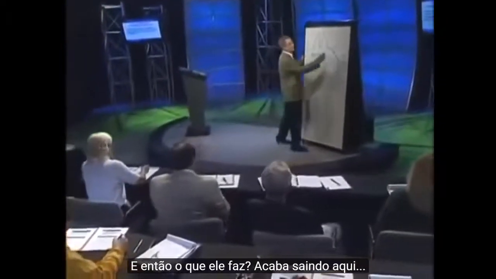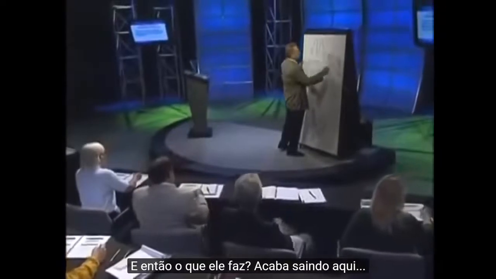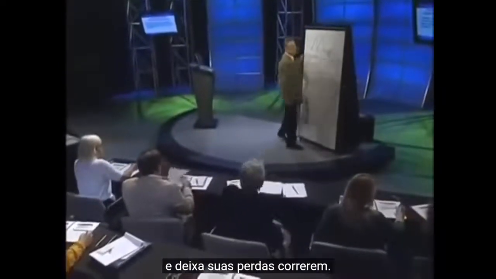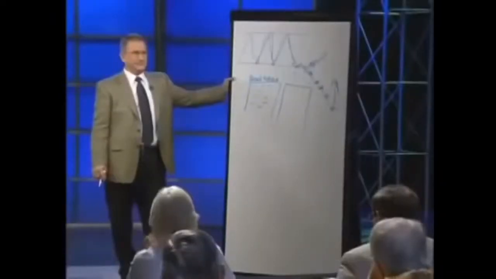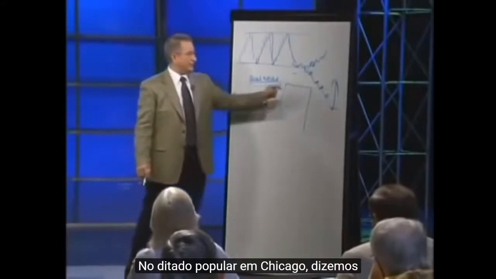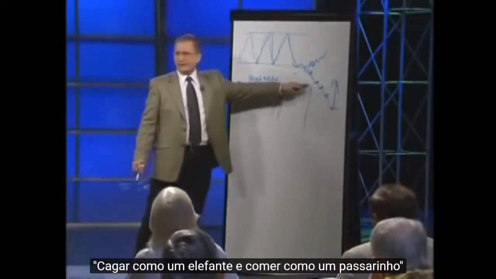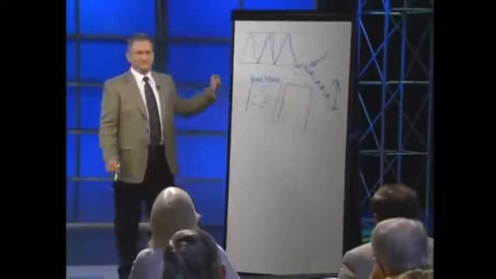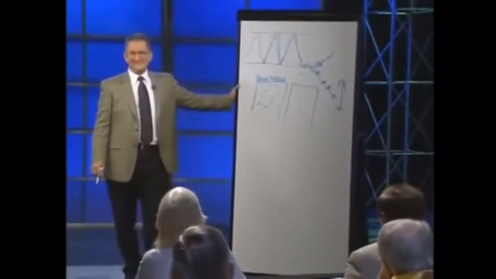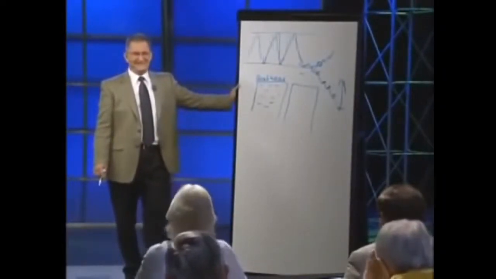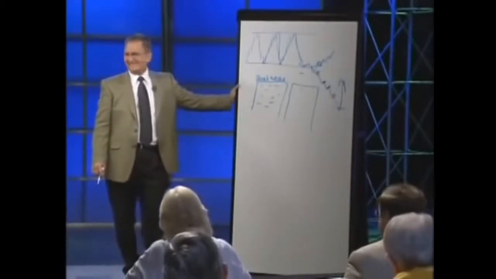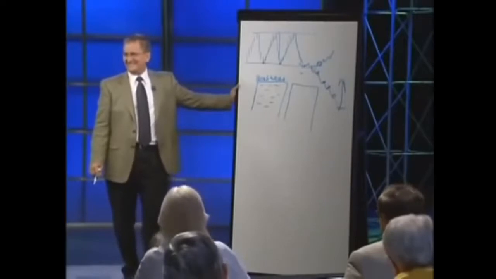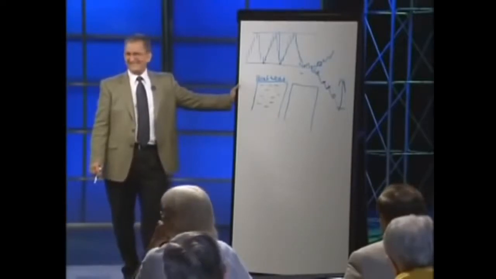So what he does is, let's say he gets out right here, so he cuts his profits short and lets his losses run. In Chicago vernacular, this is called shitting like an elephant and eating like a bird. What's that?